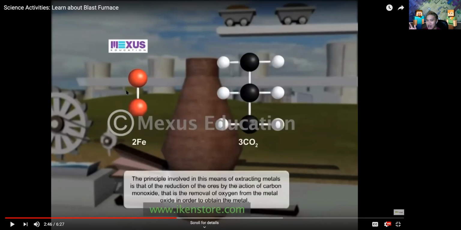So again, here we use carbon monoxide. Because of the carbon monoxide, it removes the oxygen. It removes the oxygen from your ferric oxide. And now what was left is your elemental form, which is the iron.